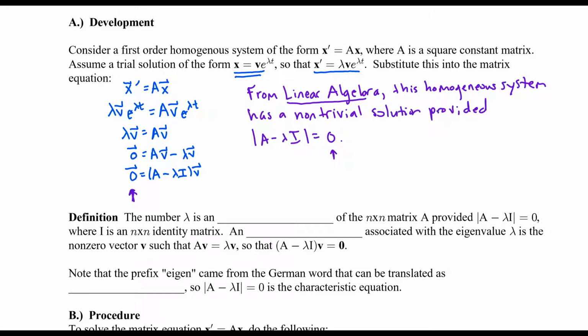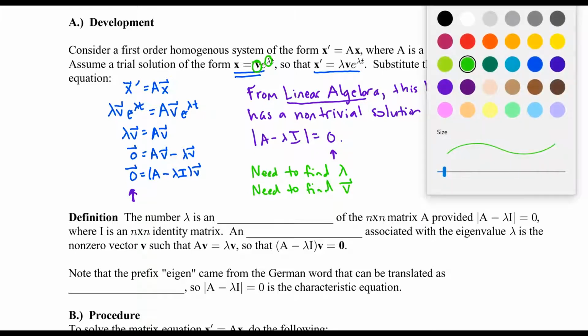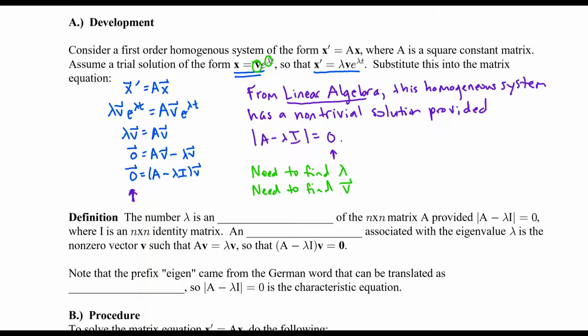So in order to solve this system, we need to determine lambda. Those are going to be special values for the characteristic equation. And then, once we know lambda, we need to find vector v. Those are the unknowns in the assumption to our solution. I need to determine this exponent, and I need to determine this vector v. Now, hang in here with me. It's going to get easier as we begin looking at examples.